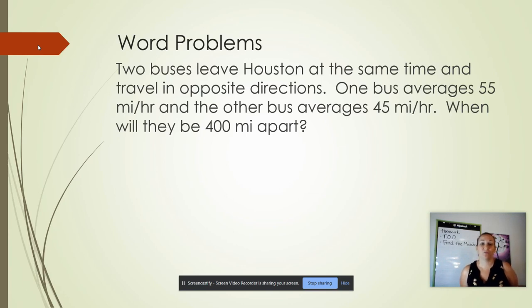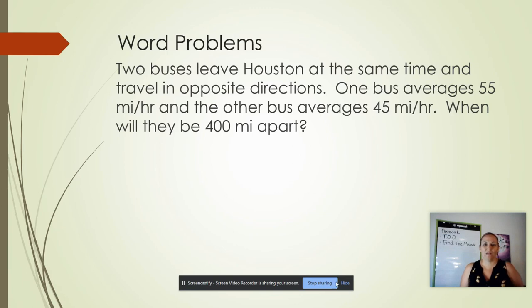For our first word problem, and you should be taking notes, so you should be writing this down, maybe pause and write it down. It says that 2 buses are leaving Houston at the same time, and they travel in opposite directions. One of the buses averages 55 miles per hour, and the other one averages 45 miles per hour. When will the buses be 400 miles apart?